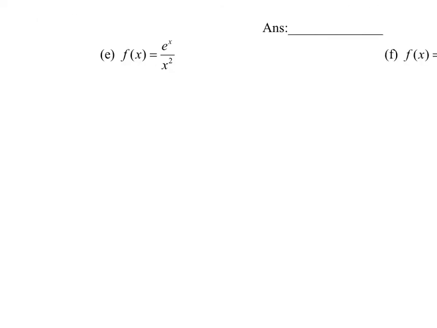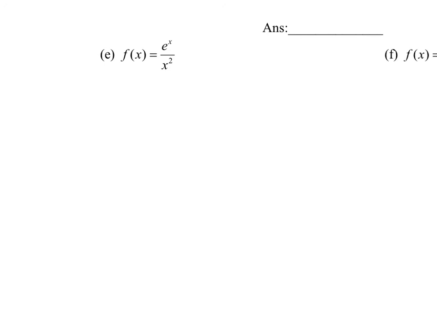Okay, let's move on to part E here. It says find the derivative of f of x equals e to the x over x squared. Again, excellent test problem here. I can't emphasize that enough. Why is this an excellent test problem? Because it forces the quotient rule. You have to use the quotient rule.